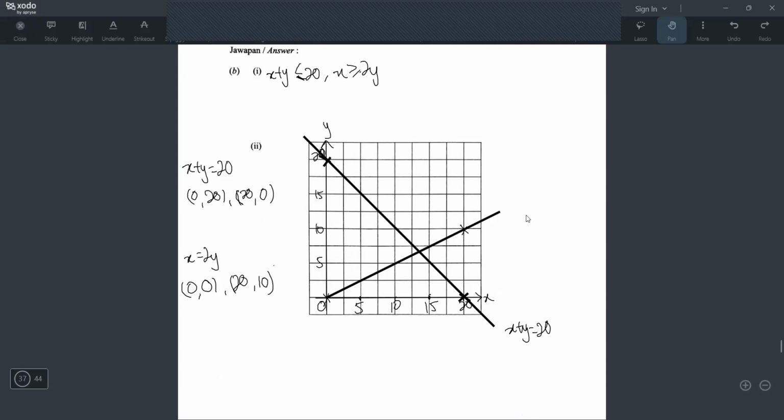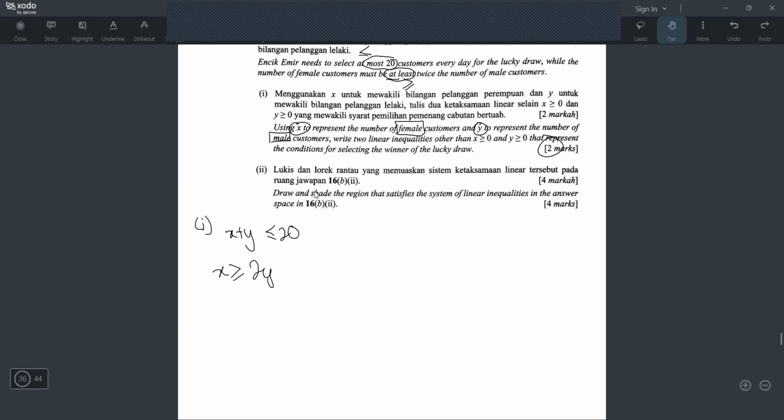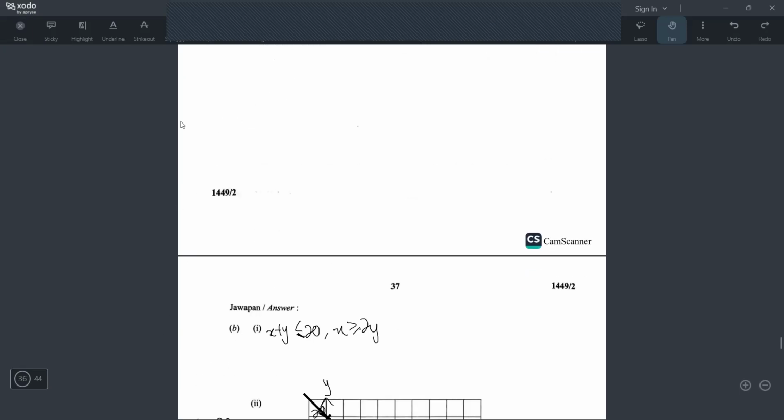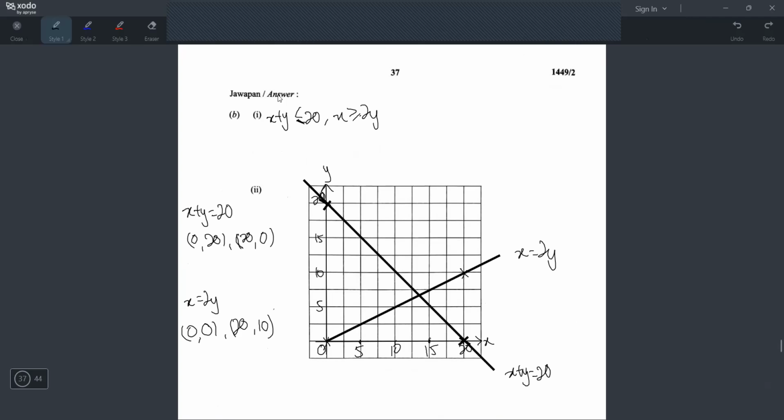Okay, I forgot to label this. Okay, don't forget to shade, right? I believe the question will ask you to shade also. Draw and shade the region. Can you see? So you have drawn, you must shade too. So how to shade? You have to look at your inequality. So this will tell you where you have to shade, right? Because the inequality will tell you the region.